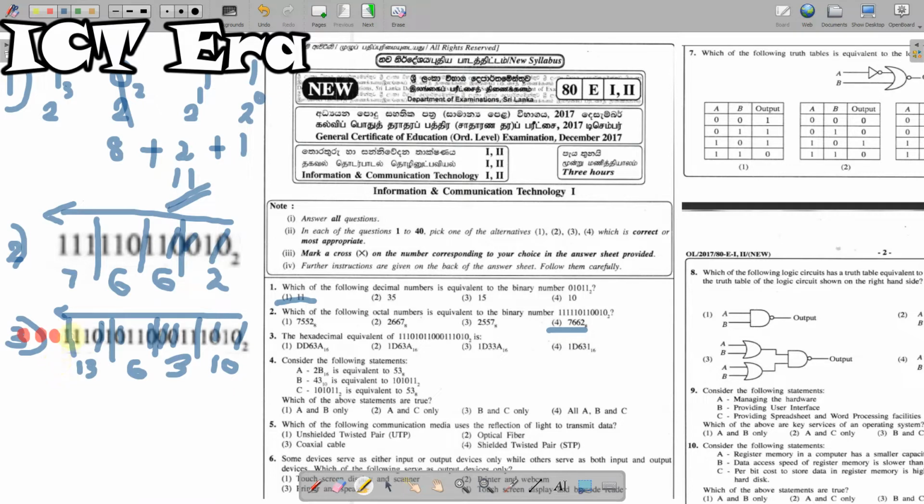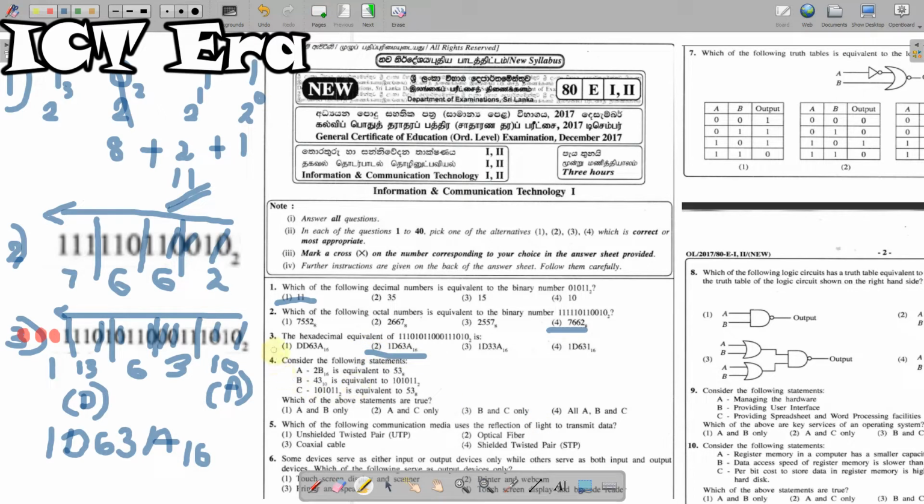Then next one, here only 1 bit is remaining, so here it should be 1. In hexadecimal, 10 represents A and 13 represents D. So the final answer we get is 1D63A base 16. So what's the answer? It should be the second one.